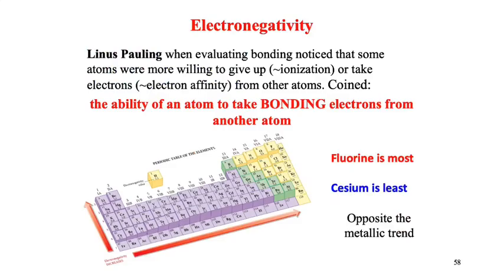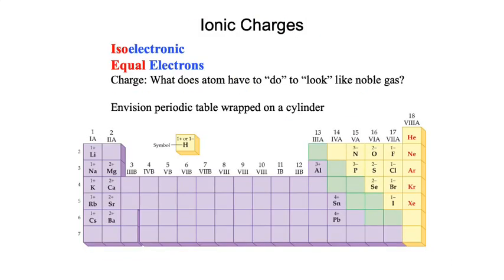So, in this approach, we've got some terms. We've got this term isoelectronic, equal electrons. Because how did we determine each of those charges? We looked at their electron configurations, and what did we do to it? We made them equal in electrons to noble gases. Isoelectronic is coming from our charges. It's trying to look like a noble gas. That's why we've got our ionic charges. Neat. Okay?